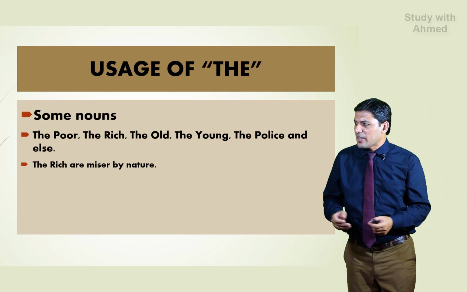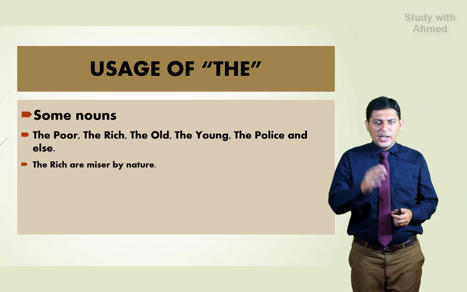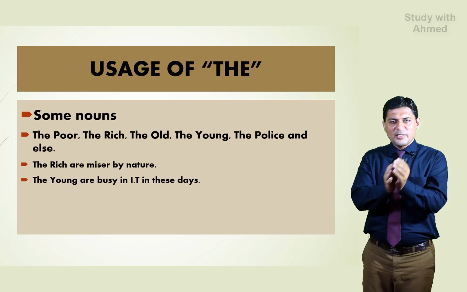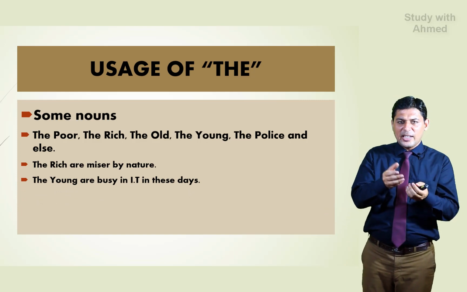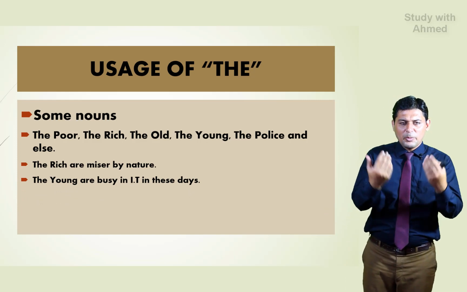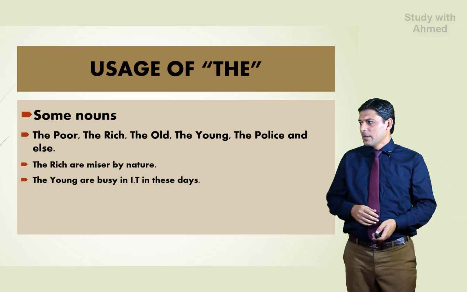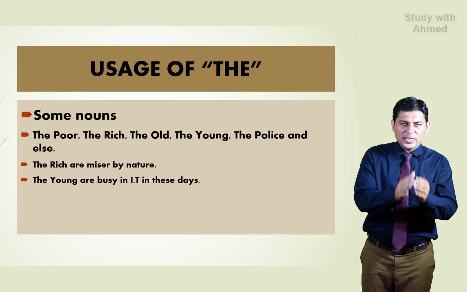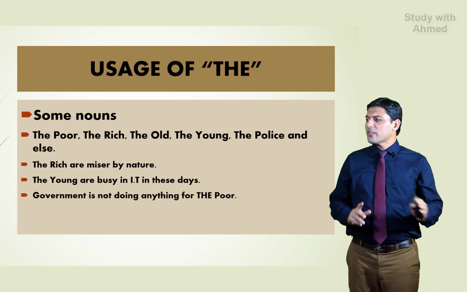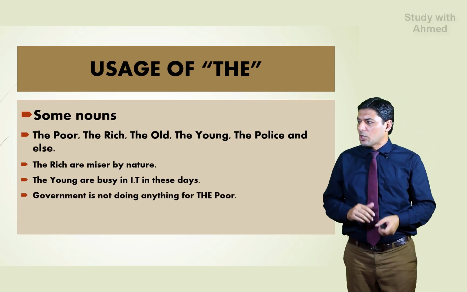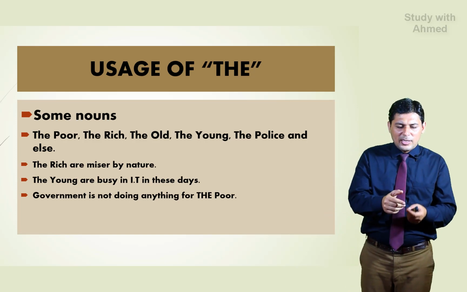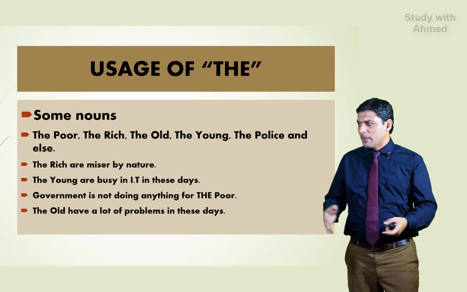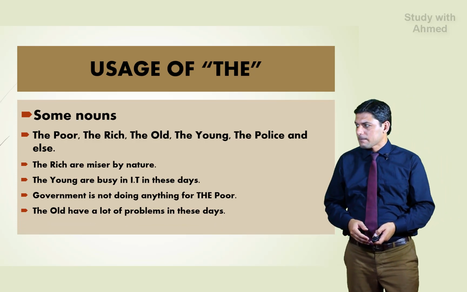The young are busy in IT these days. Most youngsters are busy in social media these days. So the young are, not the young is, because the young means the whole class, the community. The government is not doing anything for the poor. The poor means the poor community. Getting this point? Next is the old have, not has. The old means all old people have a lot of problems these days.